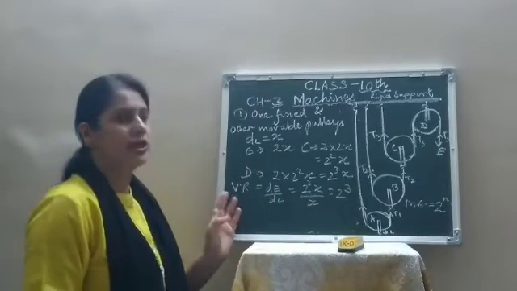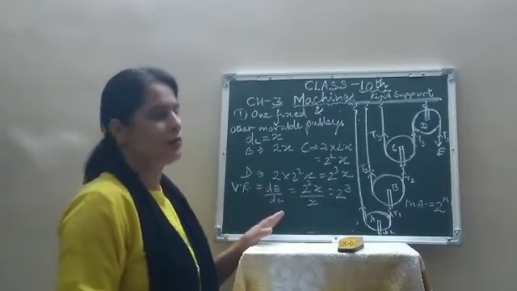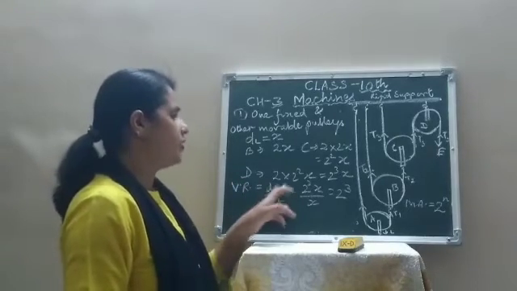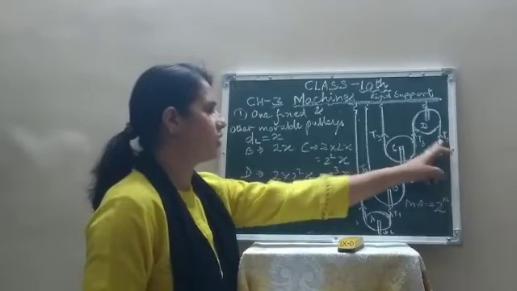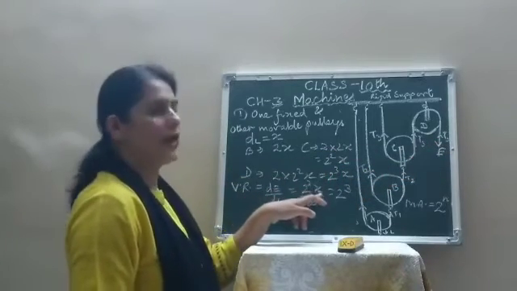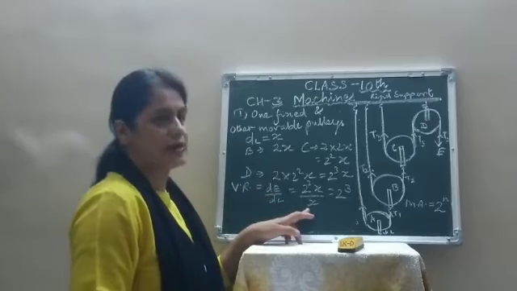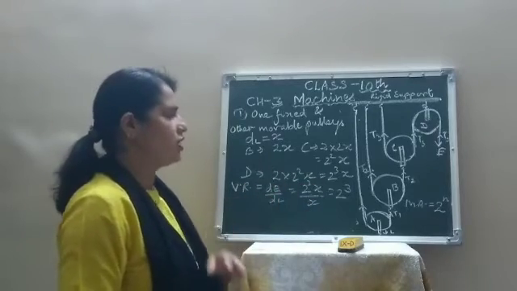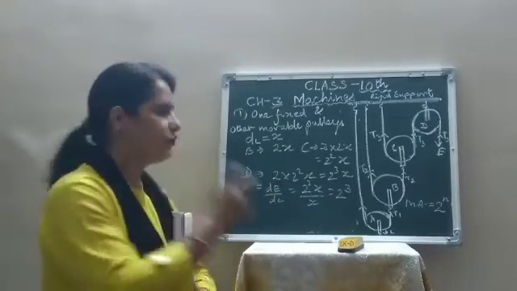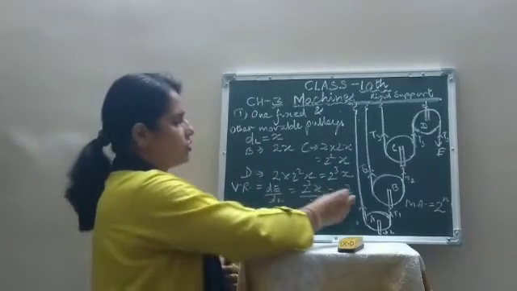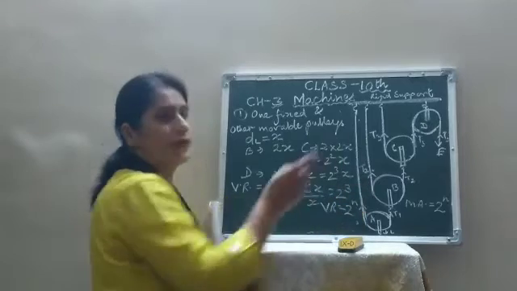So the velocity ratio is equal to the displacement of the effort to the displacement of the load. The displacement of the effort moved by this string is 2 to the power 3 into x, and the load has moved a distance of x. X cancels, so velocity ratio equals 2 to the power 3. So in general, if there are n number of movable pulleys, the velocity ratio becomes 2 to the power n.